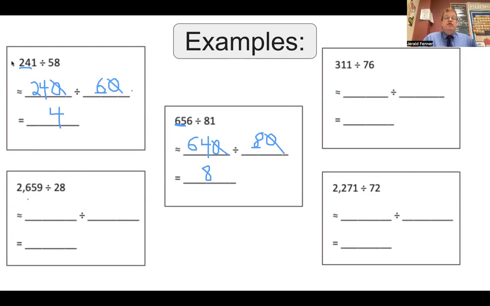Okay, let me move my picture here so we can look at this next problem. We have 311 divided by 76. Always round the divisor first. 76 is our divisor. You have to do this in order to be able to round properly. And that 76 will round to 80.